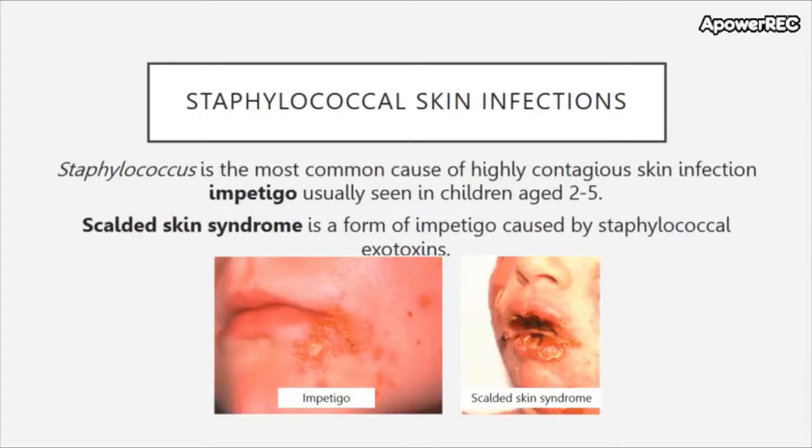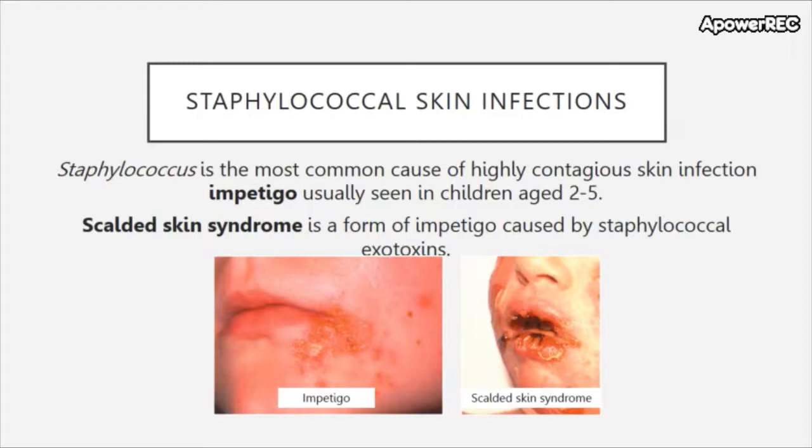Staphylococcus may also cause a very common and highly contagious skin infection called impetigo, which is usually seen in children of the age 2 to 5. And as you can see at the bottom here, it results in sores and overall puffy and inflamed areas on the face, typically. It can also cause scalded skin syndrome, which is a form of impetigo caused by the exotoxins that the Staphylococcus produces.